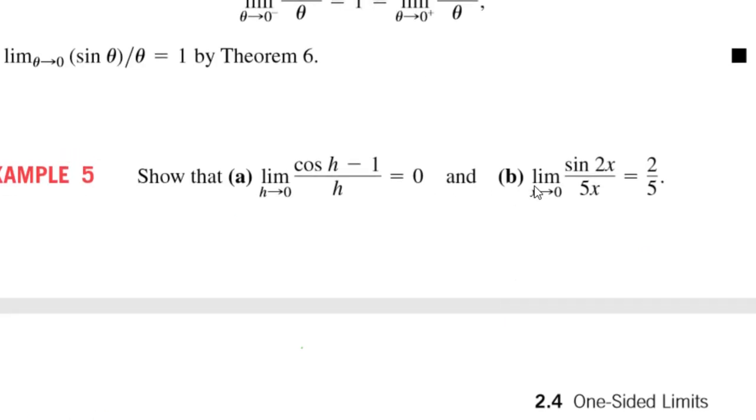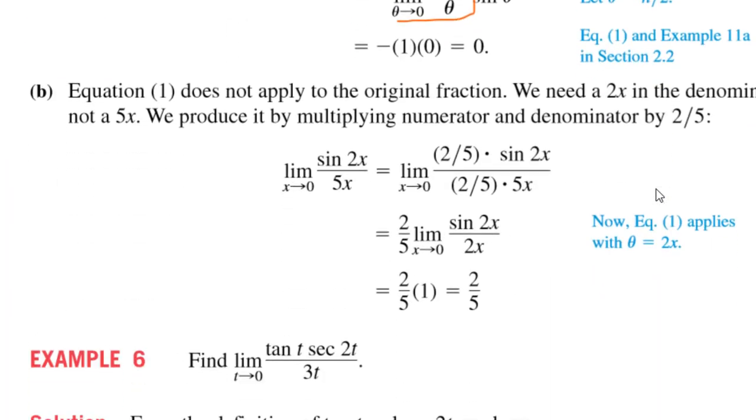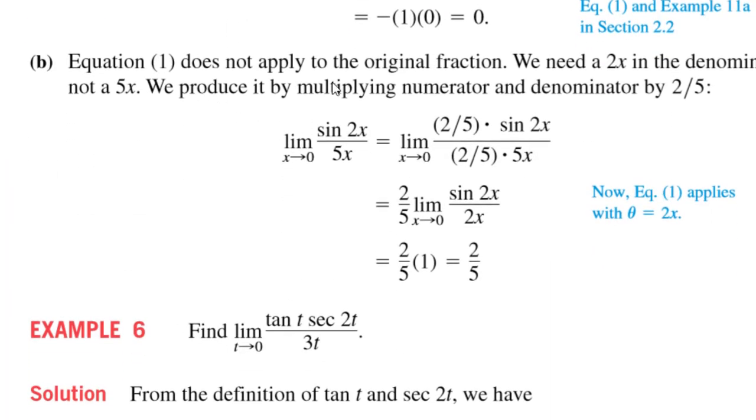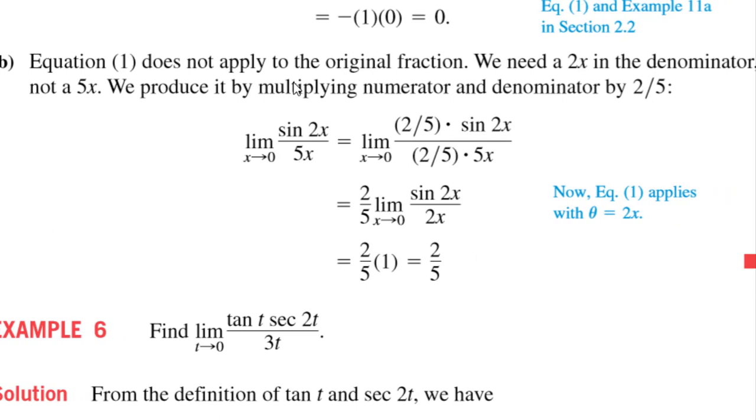And the next one, b: limit x tends to 0, sine 2x over 5x. It is 2 over 5. How? Equation 1 does not apply to the original fraction. We need a 2x in the denominator, not a 5x. We produce it by multiplying numerator and denominator by 2 over 5.